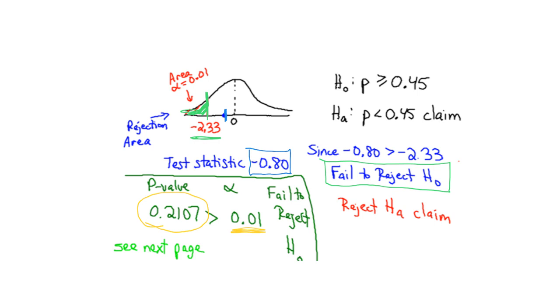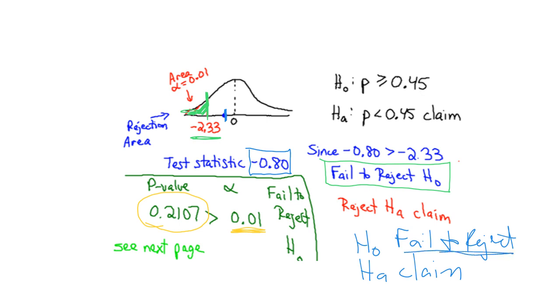Now, where we have to be careful is our claim was in the alternative. So since we failed to reject the null hypothesis, we cannot support the claim. It's one or the other. In order to support the claim, we would have had to reject the null hypothesis. So in this case, we're going to fail to reject the null hypothesis, and therefore we cannot support our claim, which is the alternative.